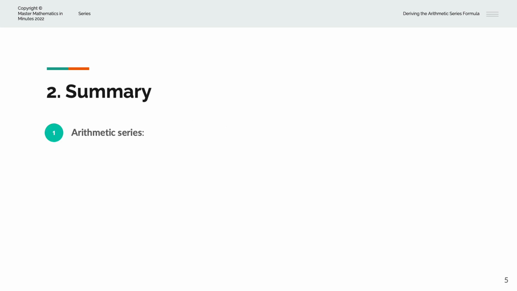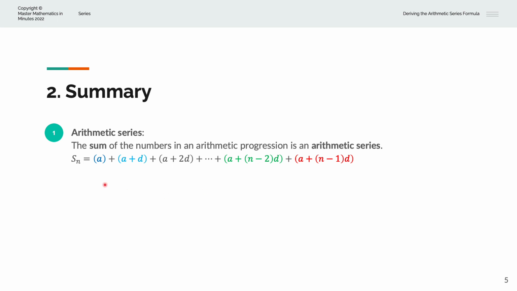To summarize, an arithmetic series is the sum of the numbers in an arithmetic progression. Sn is equal to a, the first term, plus a plus d, the second term, plus a plus 2d, the third term, going all the way up to the last term, a plus (n minus 1) into d. We've derived two formulas for the sum Sn. The first one is Sn equals n over 2 into 2a plus (n minus 1) into d. And the second is Sn equals n over 2 into (a plus L), L being the last term.